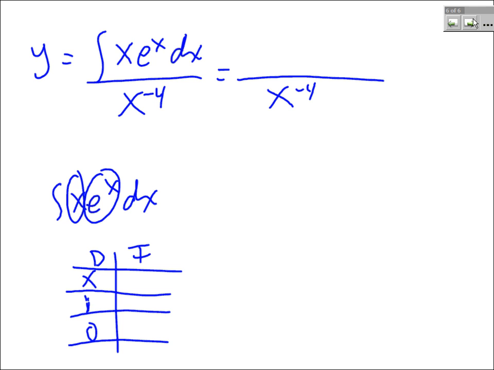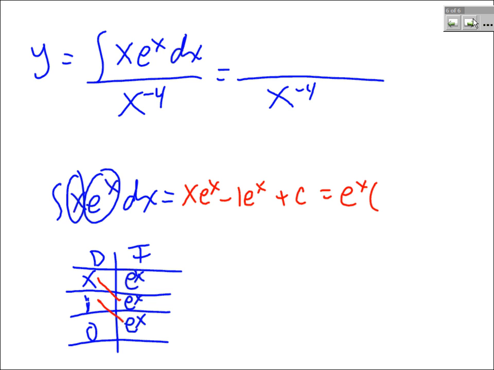Now the other function, I have to integrate it. First, just like I wrote down x, I write down e to the x. Now I integrate e to the x, and I get e to the x. And I integrate again. So now I'm ready to write down my answer. It's this product minus this product. It's x e to the x minus 1 e to the x plus a constant. Factoring out the e to the x times x minus 1 plus a constant. E to the x times x minus 1 plus a constant.